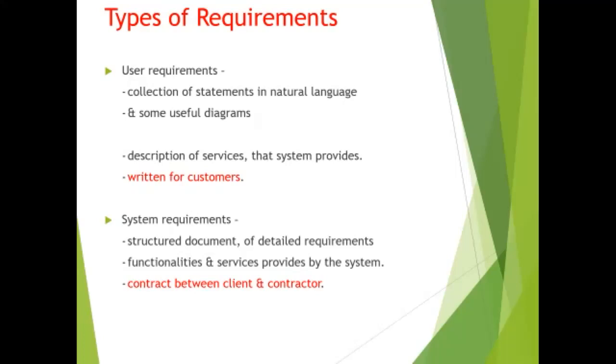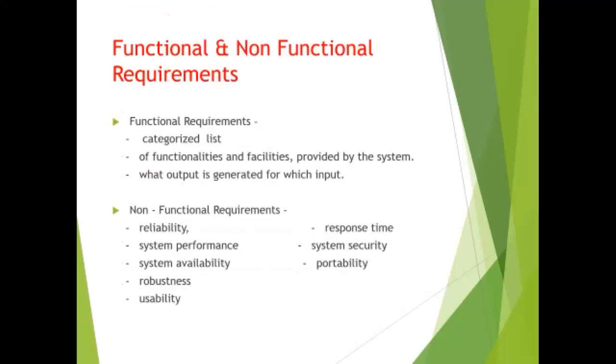The second type is system requirements. In that, a structured document of detailed requirements, functionalities and services provided by the system, a contract between client and contractor. Here, the functional and non-functional requirements. In the functional requirements, it is a categorized list of functionalities and facilities provided by the system. What output is generated for which input? This is important. Second is non-functional requirements.